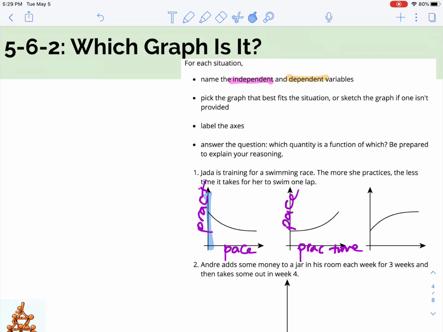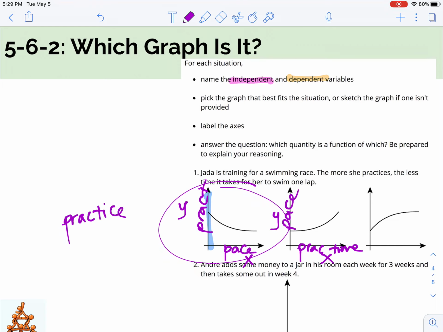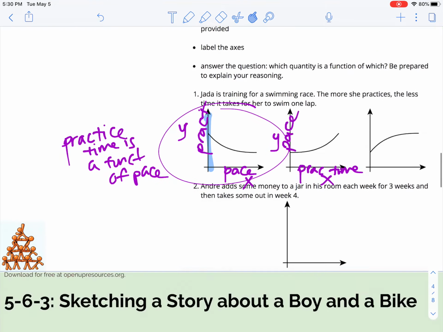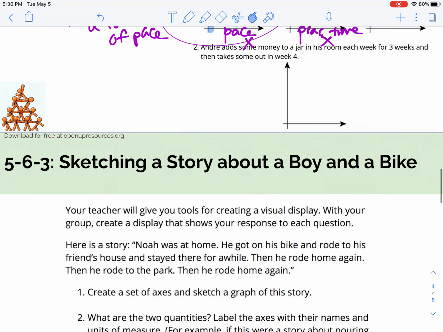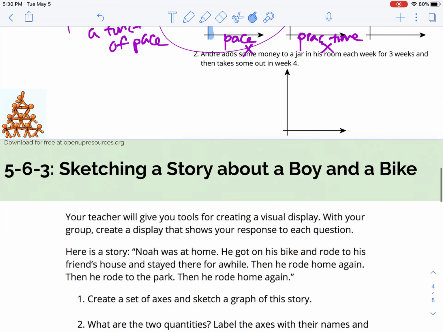So we could say the dependent variable is a function of the independent variable. So that's y, that's x. So for the first one, say practice time is a function of pace. Something like that.